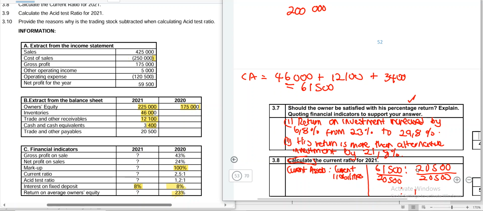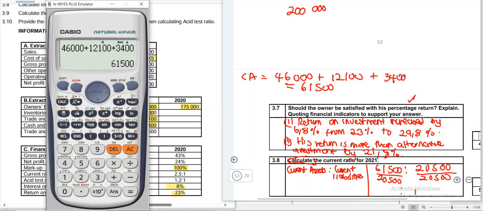So when it comes to the current ratio in grade 10, we divide by what is on the right hand side. Now let's see, we are just trying to see in terms of our assets, how much are we able to pay our short-term liabilities or not. Okay, so we'd say 61,500 divided by 20,500, and it is giving us 3:1.